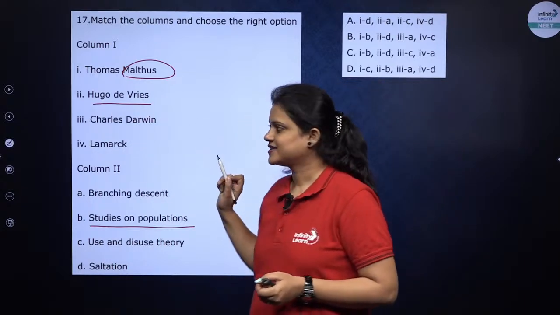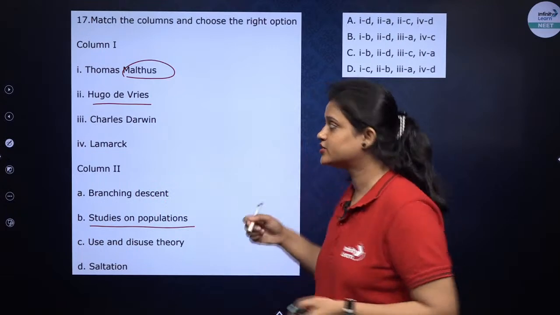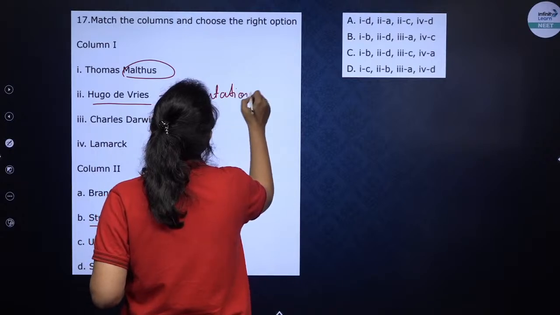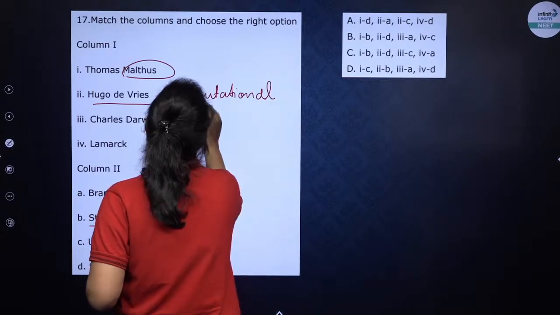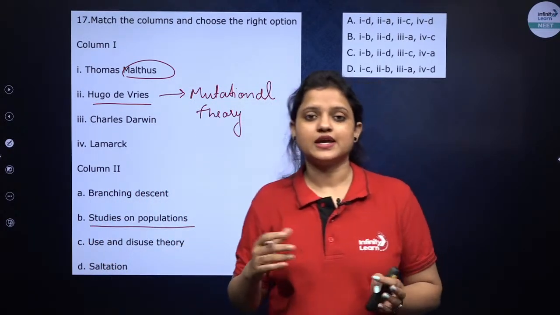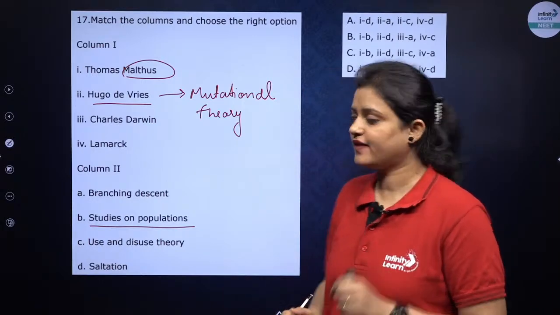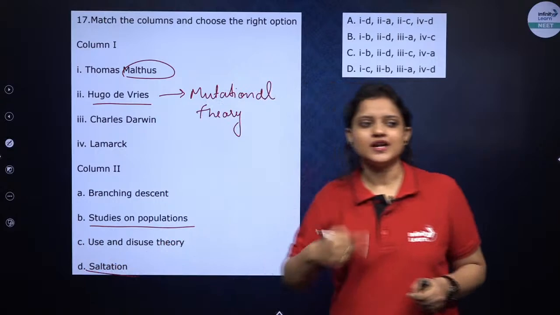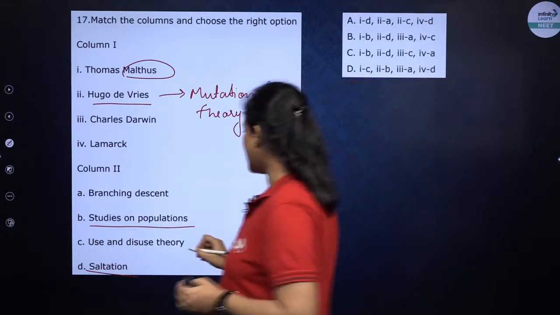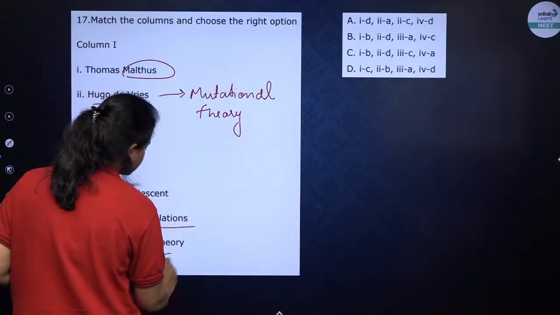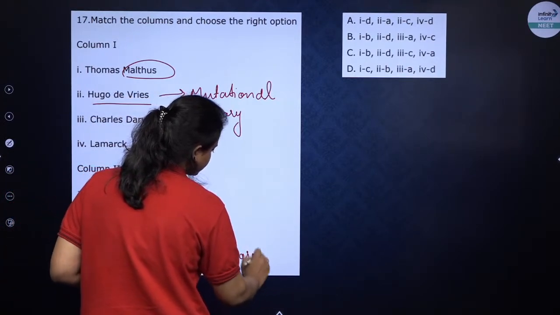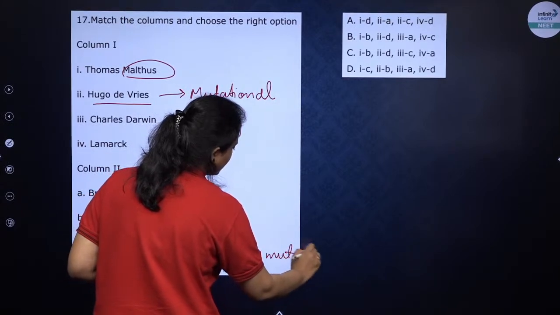Hugo de Vries was the one who gave mutational theory while working on evening primrose, that is Oenothera lamarckiana, and he gave the term saltation. Saltation means single step large mutation, isn't it? Single step large mutation. So let's write it down. Saltation is single step large mutation given by Hugo de Vries.